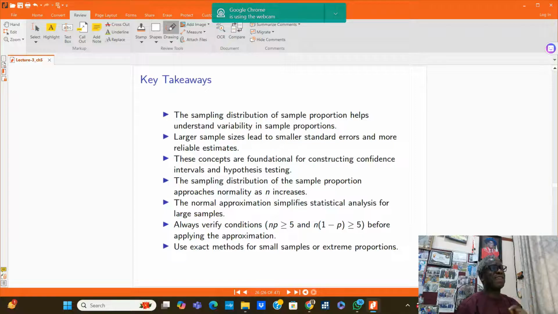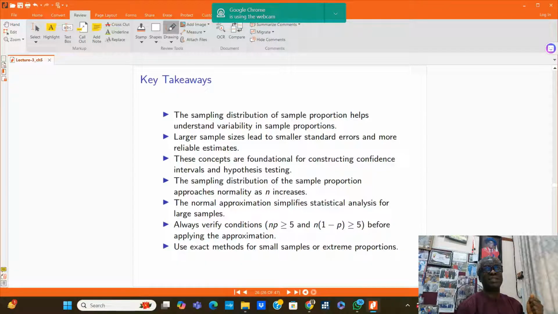Two, we have also established that larger sample sizes lead to smaller standard errors, which means if you want to improve the precision of your estimate of the population proportion, you always need to take large samples. And then we've talked about the concepts of the center, the spread, and the shape, which are very crucial to constructing confidence intervals and testing hypotheses, which will come in our subsequent lectures.